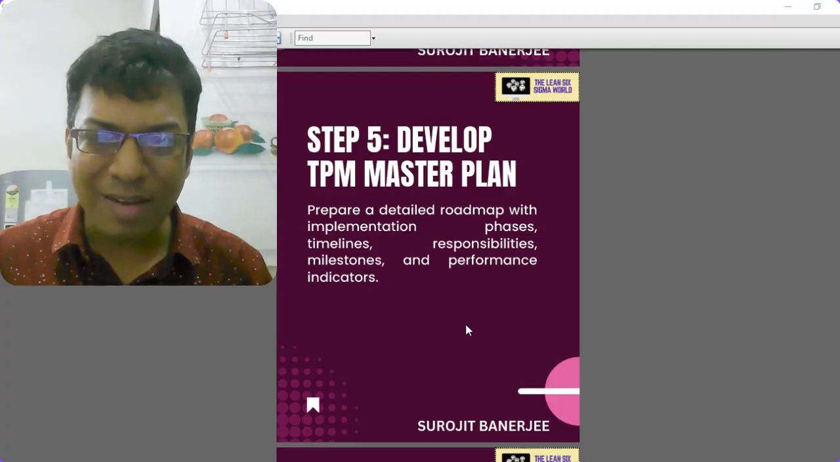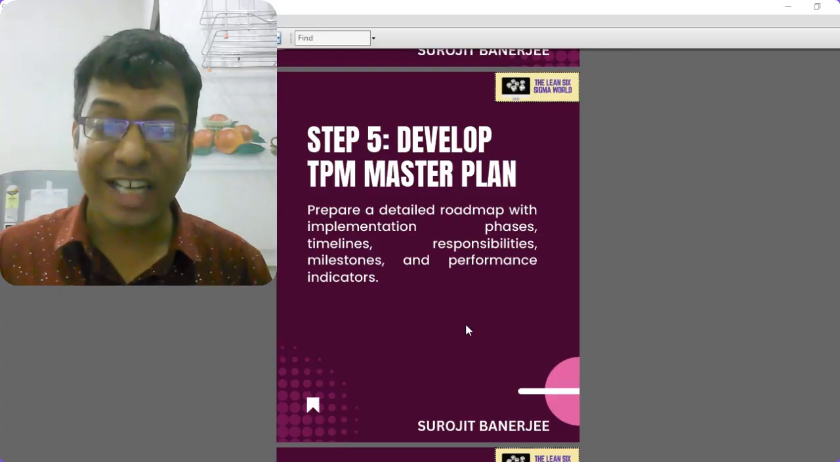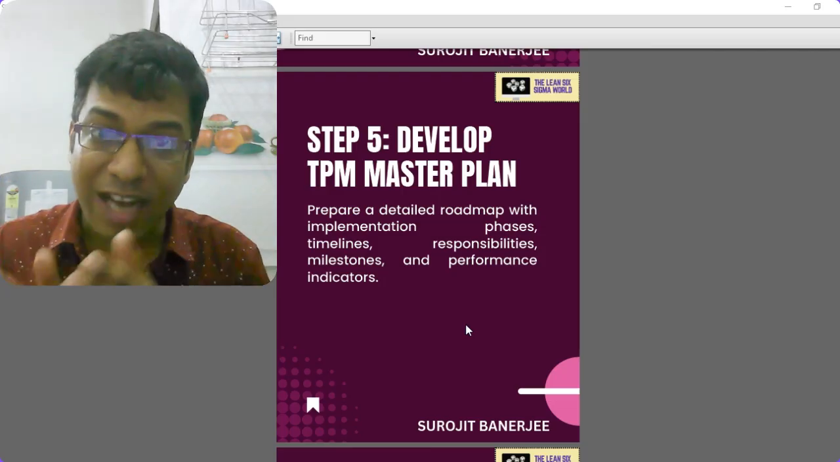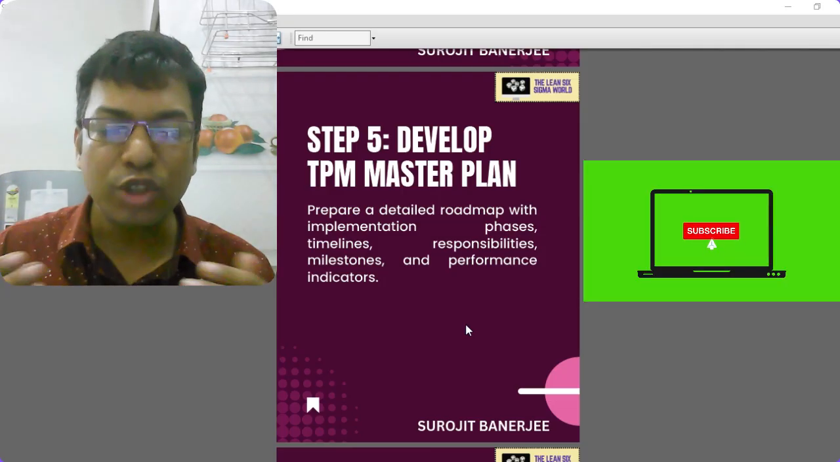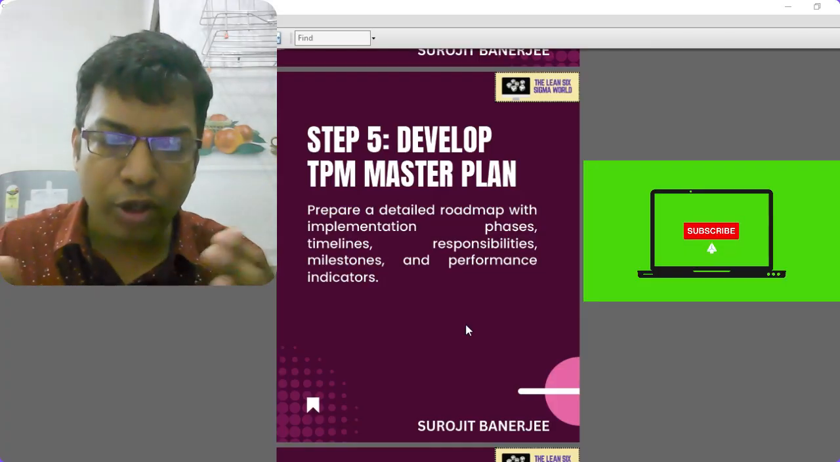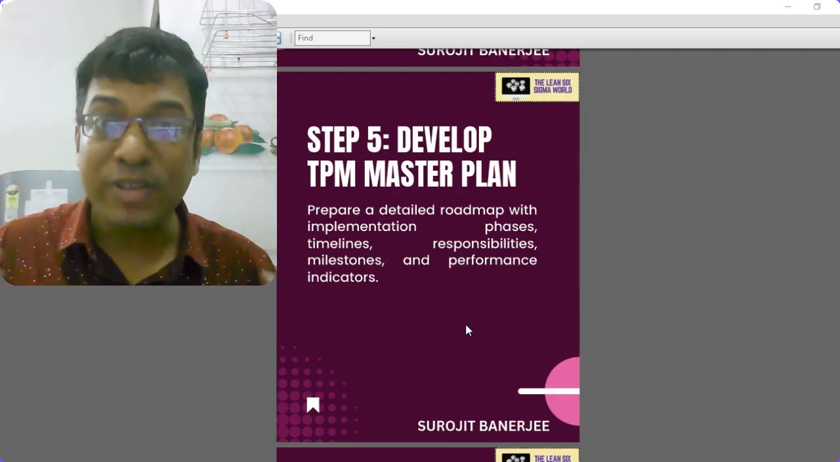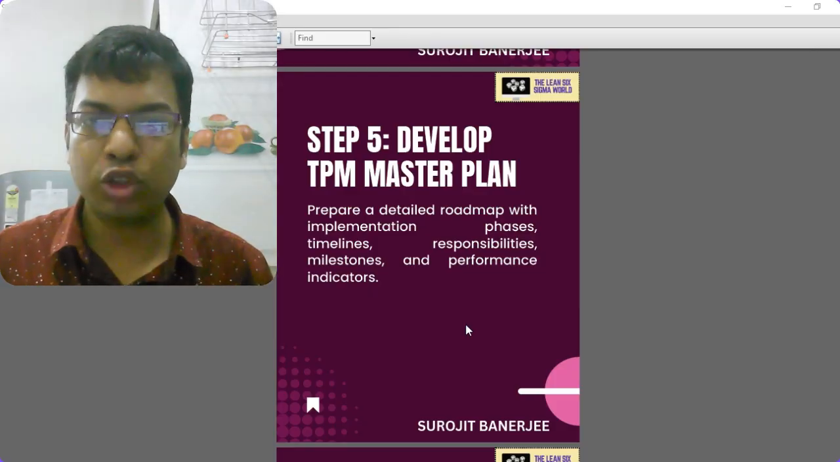Now you need to prepare a detailed master plan, where there will be timelines, responsibilities, the roles and responsibilities of individuals, different milestones, and performance indicators, mentioned in terms of the benefits, what we are going to gain in terms of monetary and performance efficiency aspects. Everything should be written in that master plan. The detailed plan should be prepared.